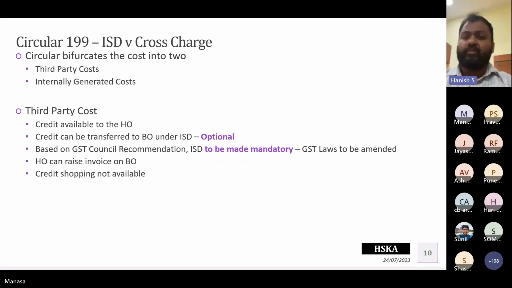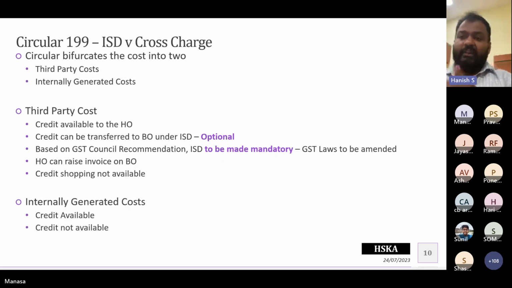But this will be an issue for the SEZ units as far as third-party costs are concerned. Now, only when it becomes mandatory. But it also says ISD is optional. So HO can, instead of transferring the credit through ISD, raise an invoice on the branch office. BO is branch office.